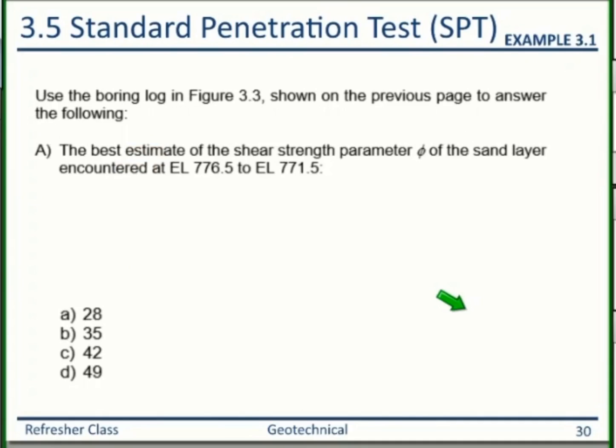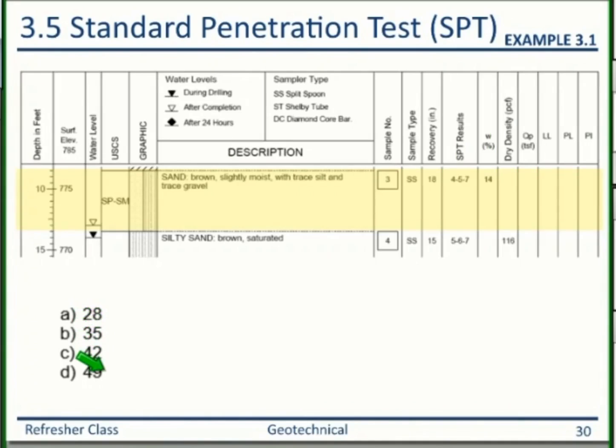So the examples or the questions could be something like this. Let's say, use the boring log in Figure 3.3 shown on the previous page to answer the following. The question asks for the best estimate of the shear strength parameter, friction angle phi, of the sand layer encountered at elevation 776.5 to elevation 771.5. Okay, so these are the probable answers. If you look here, this is your sand, 776.5 to 771.5, right? So this is sand.